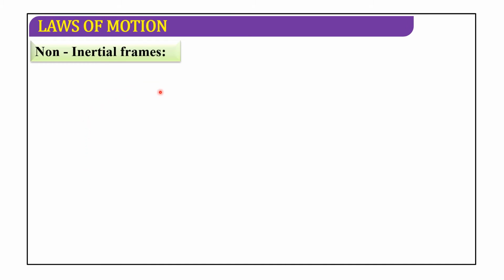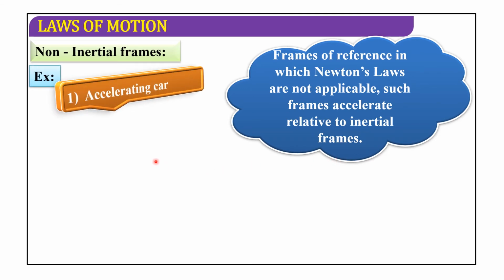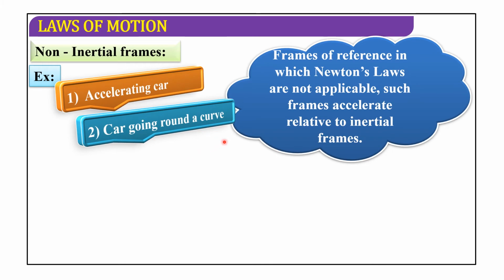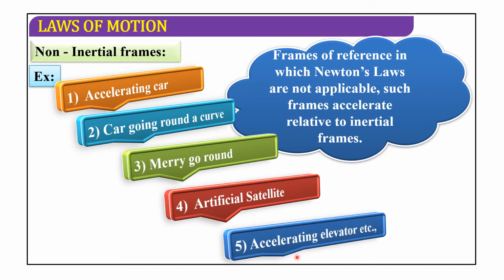Now, non-inertial frames. These are frames of reference in which Newton's laws are not applicable; such frames accelerate relative to inertial frames. Examples: accelerating car, car going around a curve, merry-go-round, artificial satellite, accelerating elevator. All these are examples of non-inertial frames. The frames in which Newton's laws are not applicable are known as non-inertial frames of reference.